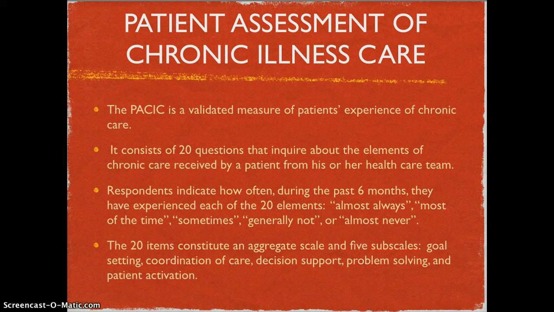This is a little more on the PACIC tool. The Patient Assessment of Chronic Illness Care tool is a validated measure of patient experience of chronic care and consisted of 20 questions that inquire about the elements of chronic care received by a patient from his or her healthcare team. Respondents indicate how often during the past 6 months they've experienced each of these 20 elements, and they answer by stating either almost always, most of the time, sometimes, generally not, or almost never. The 20 items constitute an aggregate scale and 5 subscales, which are goal setting, coordination of care, decision support, problem solving, and patient activation.